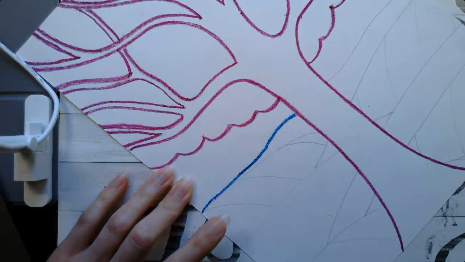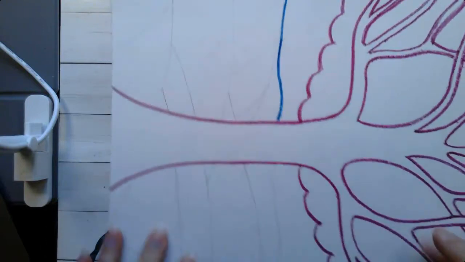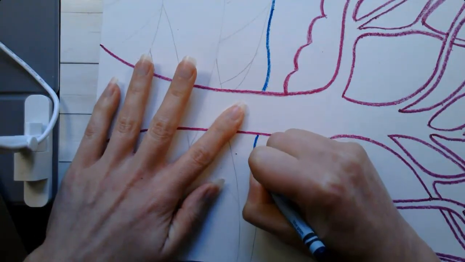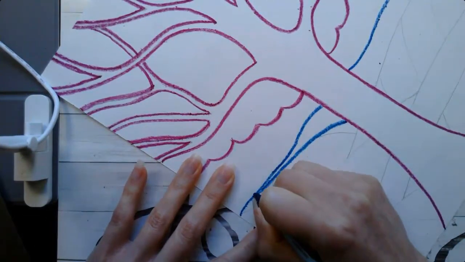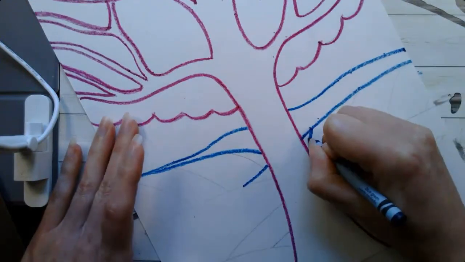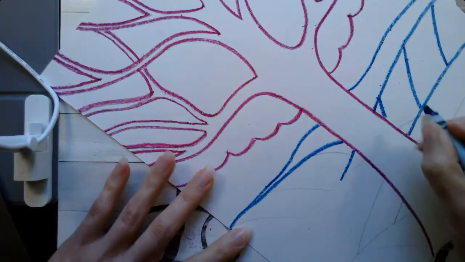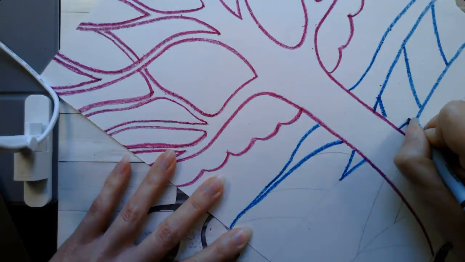So again, you're going to need to press very firmly with your crayon for this to work appropriately. You need a nice, dark, thick, waxy line. Take your time with your crayon. Really put some effort into this.